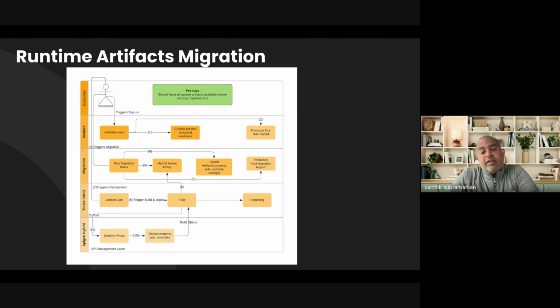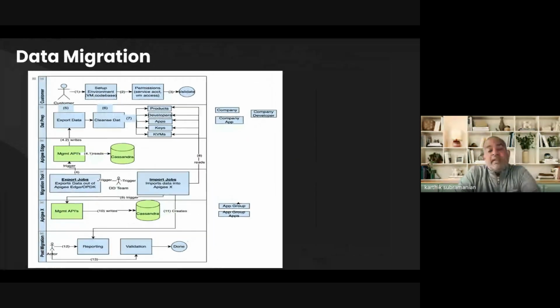And then we finally have reporting that provides you the percentage of success and failure. Usually, we have a pretty high success rate because we've factored that in as part of our dry run reporting. And then deployment happens. So that's the runtime, that is, the proxy and shared flow migration aspect. And then you have the data migration aspect, where the idea is to move from an older version of Apigee to a newer version of Apigee.